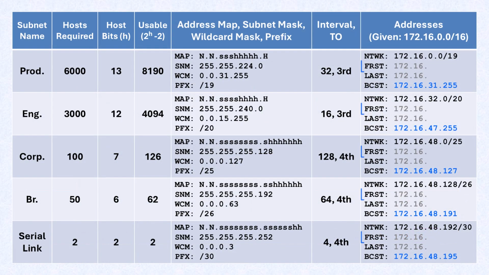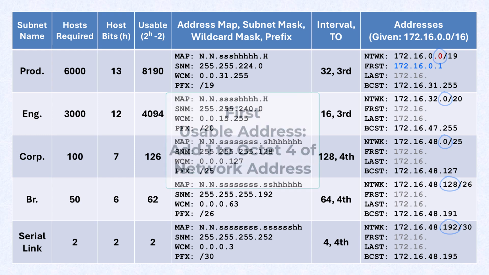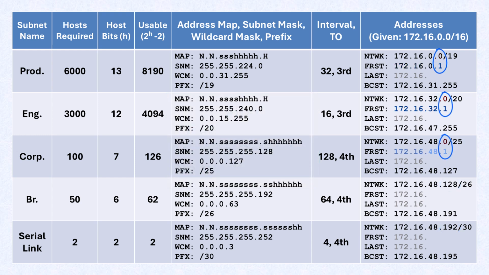Let us now determine the first usable address of each subnet. As we saw in the previous subnetting videos, simply add 1 to octet 4 of the network address. For subnets 1, 2, and 3, this gives a 1 in octet 4. For subnet 4, we get 129 in octet 4. And for subnet 5, we get 193 in octet 4.